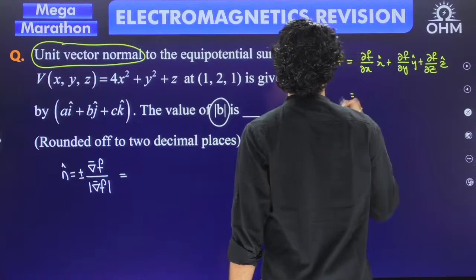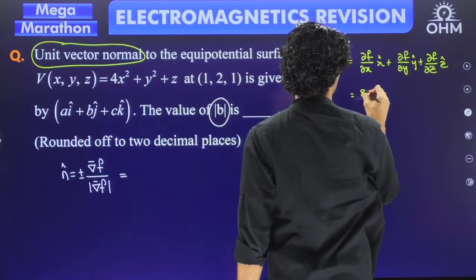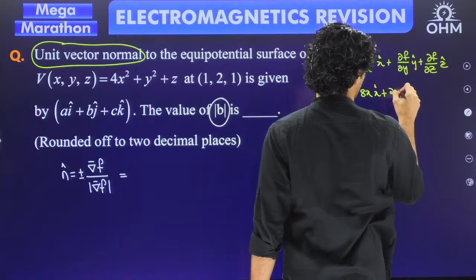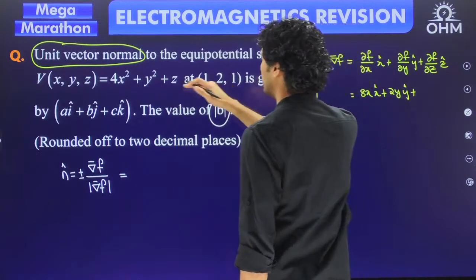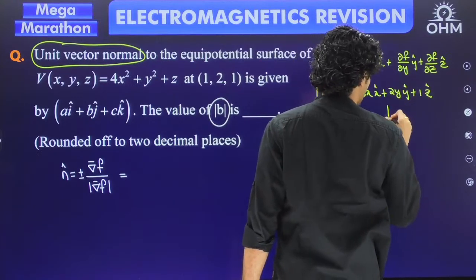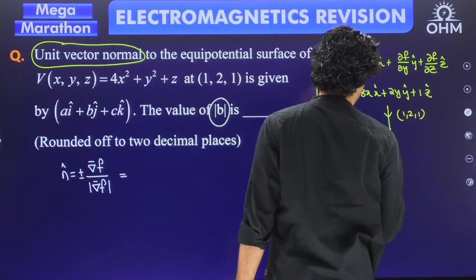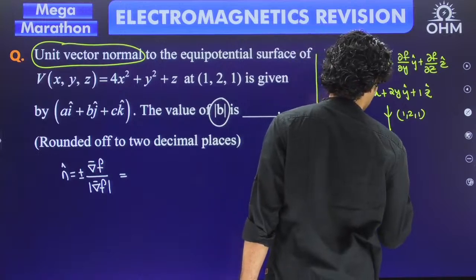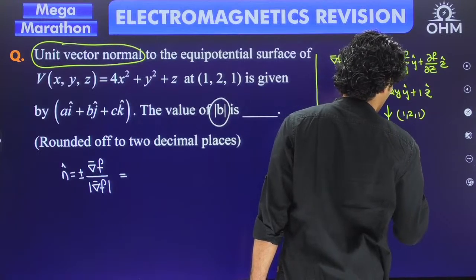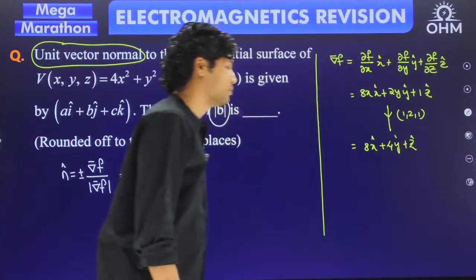And this becomes equal to, if you differentiate the function with respect to x, there is only one x term, 8x, x cap. With respect to y, 2y, y cap. With respect to z, there is only the constant, 1 times z cap. Now substitute the point of interest here. The point of interest is given as 1, 2, 1, which gives 8 into 1 is 8 x cap, plus 2 into y is 2 into 2, which is 4 y cap, plus lastly we have z cap. So this is the gradient.